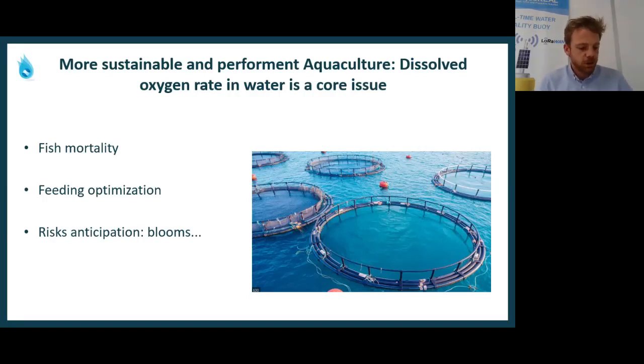So the main subject today for aquaculture is how to make it more performant and more sustainable. At BiOceanOr, we choose one angle, which is the dissolved oxygen rate in water. Why the dissolved oxygen rate? Because it has consequences on fish mortality, first. It has an impact too on the feeding optimization, and it's a parameter evolving a lot when there are particular events and risks such as bloom. We can talk about the bloom that happened in Chile a few weeks ago, which is a perfect example, and the dissolved oxygen was impacted at that time.